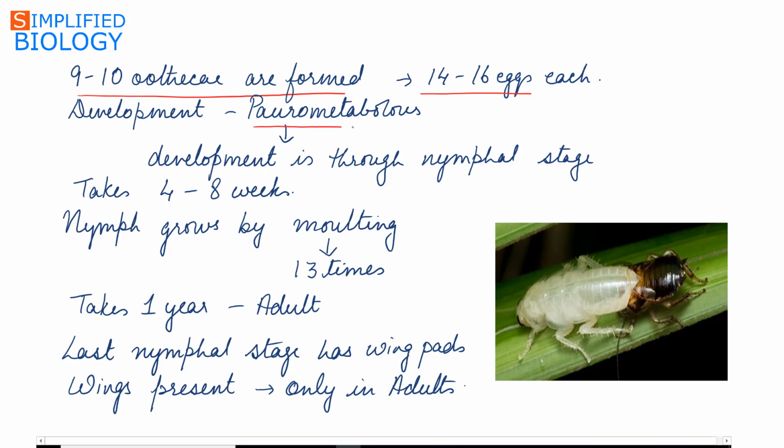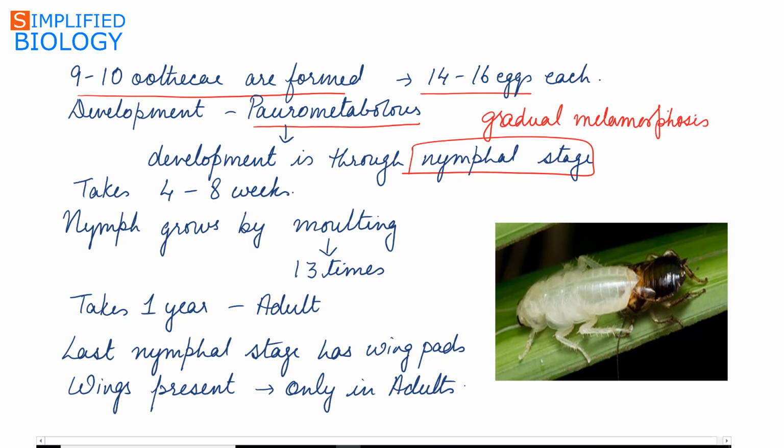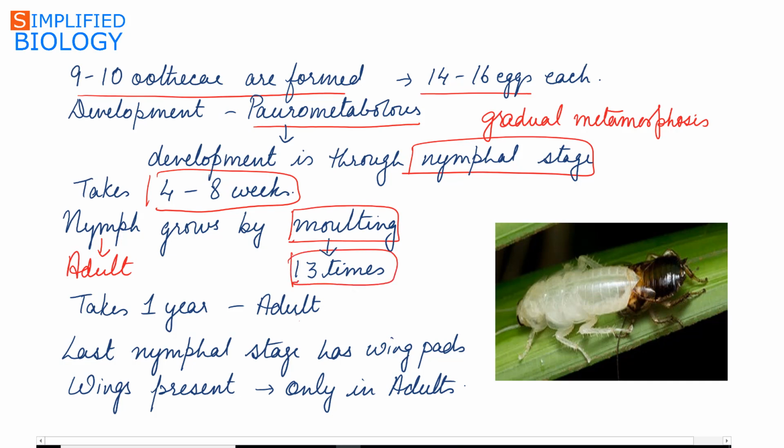Development is paurometabolous, that is, development occurs through the nymphal stage. Gradual metamorphosis is seen. And development takes 4 to 8 weeks. Now the nymph resembles an adult and it grows by molting about 13 times to form an adult.